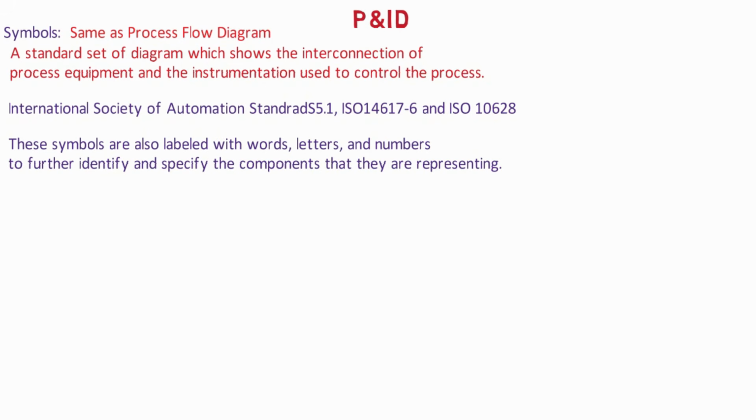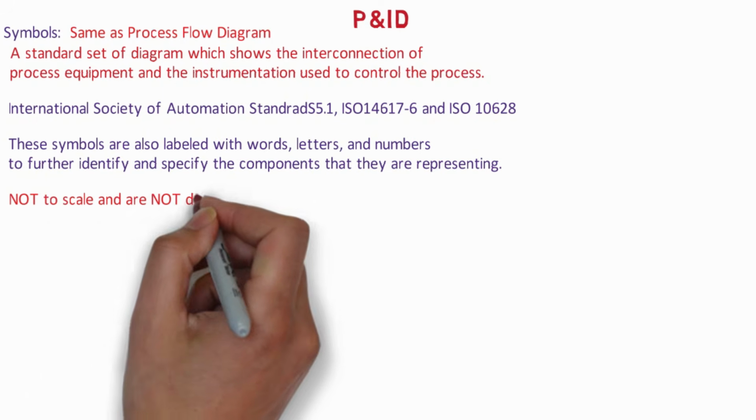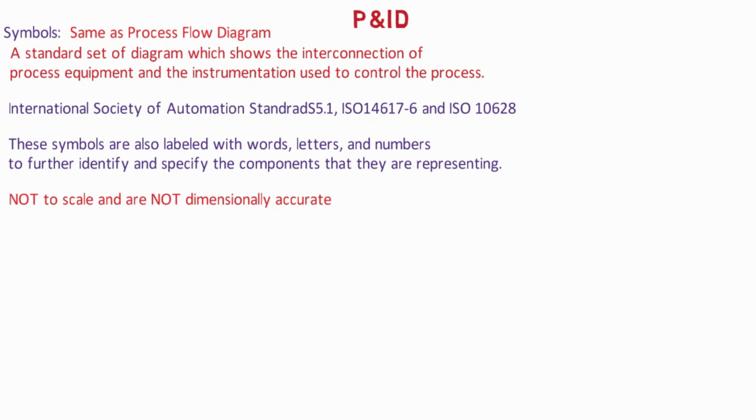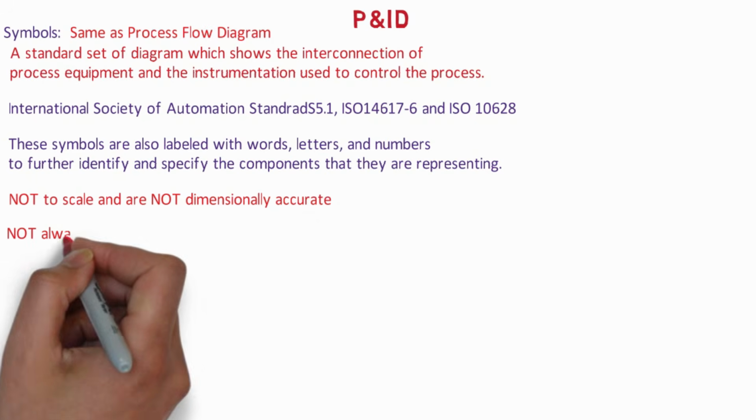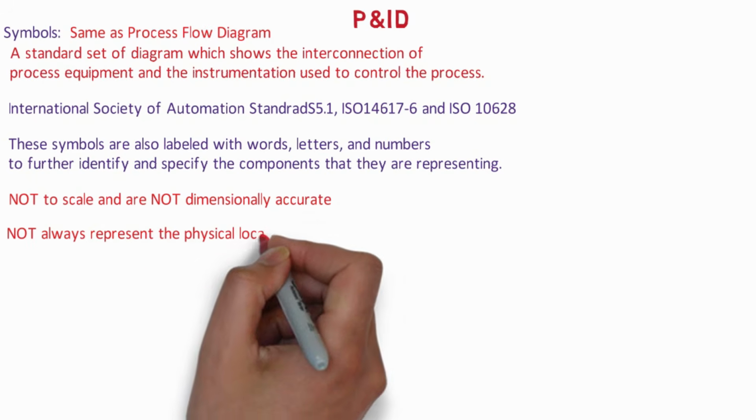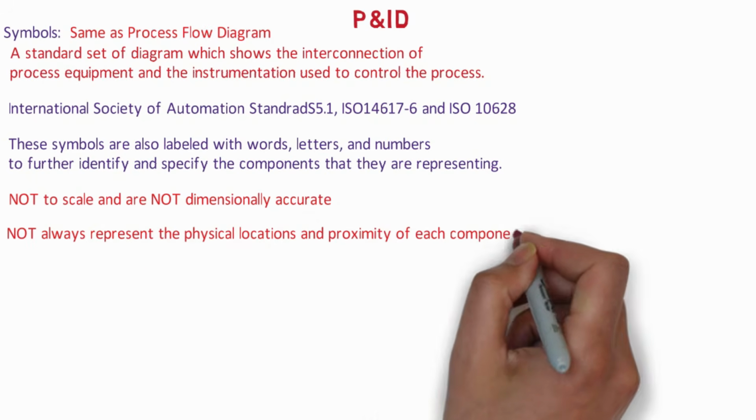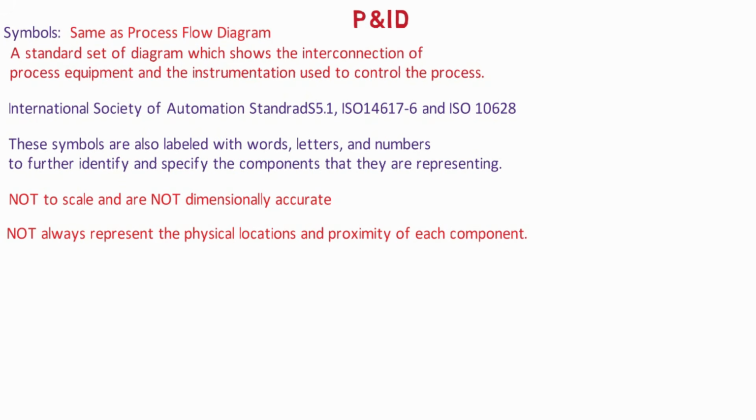The more pictorial style will promote greater familiarity with the equipment, and the designer's objective of providing maximum information at minimum cost will be achieved. It is important to note that these symbols are not to scale and are not dimensionally accurate. Another important consideration is that the diagrams do not always represent the physical locations and proximity of each component. Some of the standard symbols used in P&IDs are shown in the figure.